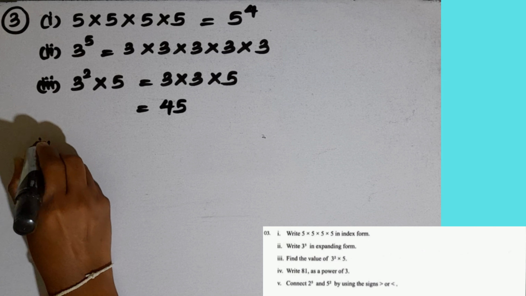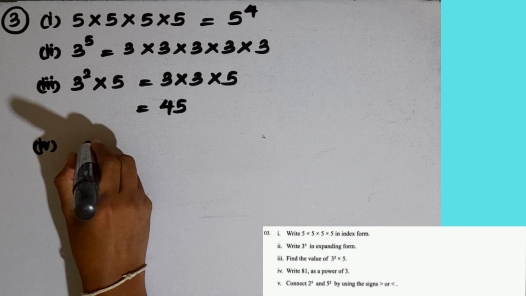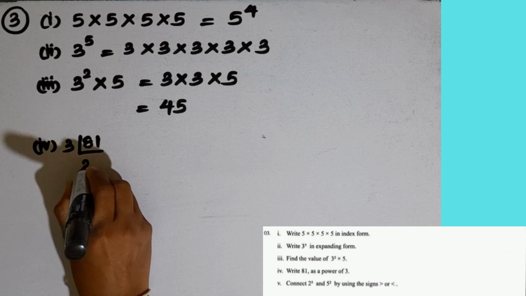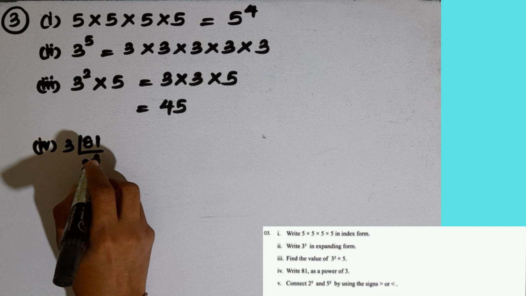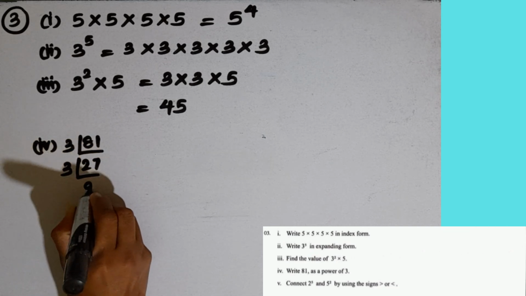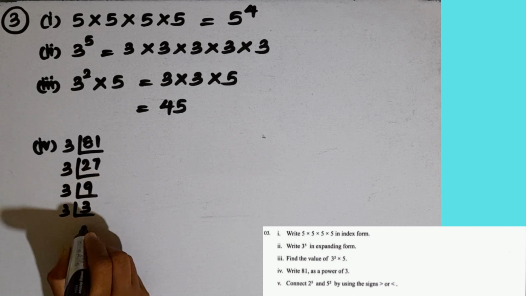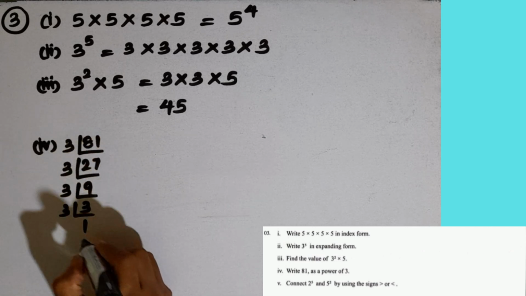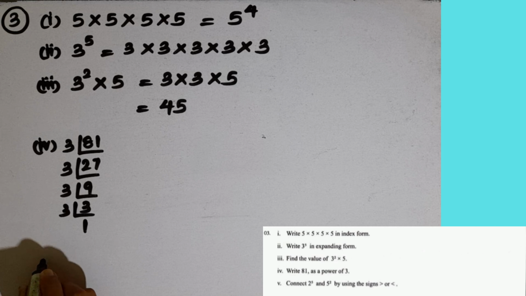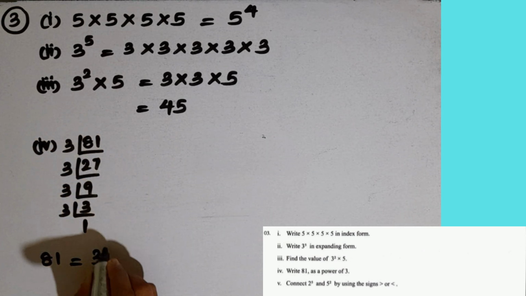Part 4. Write 81 as a power of 3. 81 can be divided by 3. 3 times 27. Then again we can divide by 3. 3 times 9. Then again by 3. 3 times 3. 3 times 1. Until we get 1 here, we have to repeat the division. Now 81 is equal to, how many 3's are there? 4. 3 to the power 4.